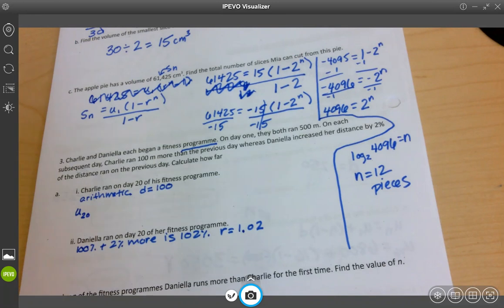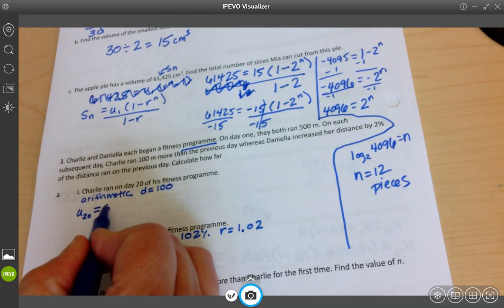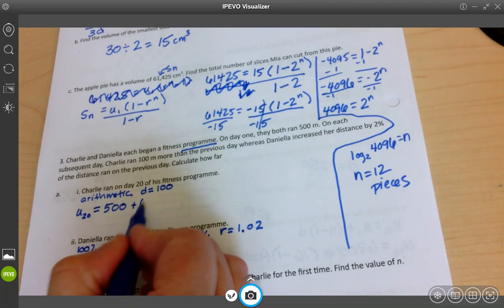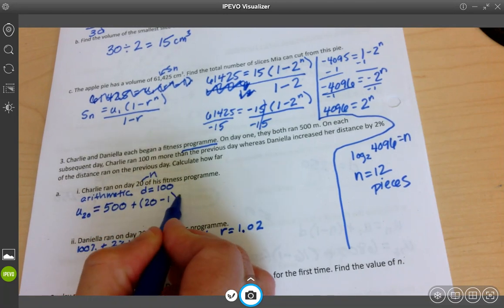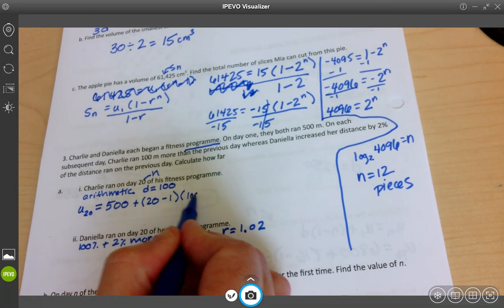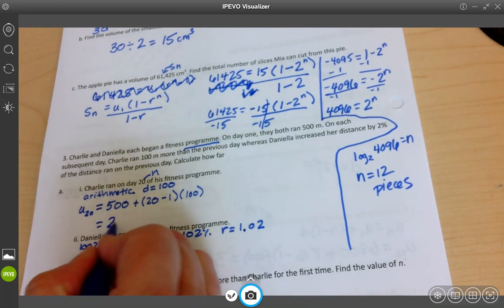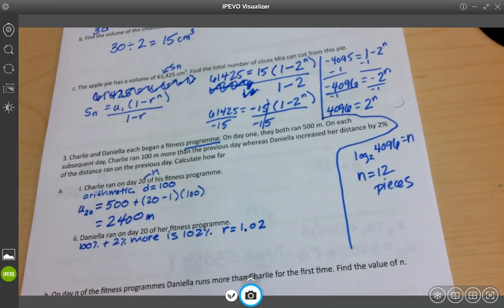All right, so we're trying to find the 20th term using the arithmetic formula. We got our first term at 500 plus n minus 1, so that's going to be 20 minus 1, that's your n, times d, which is 100. And if you use the formula, you should get 2,400. Anybody get 2,400? Okay. Meters. That's not very far, right? 2,400 meters? No. Okay. Maybe they're sprinters, though.